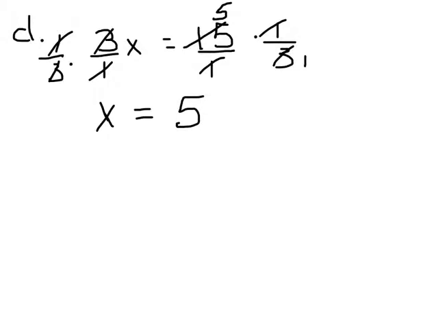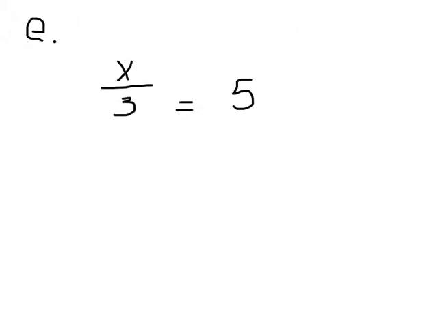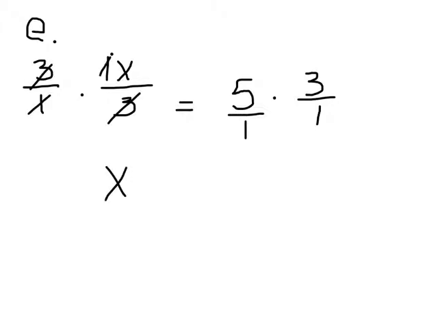On to E. And we have x over 3 equals 5. X over 3, I said we could also write as 1 over 3 x. So the reciprocal of that would be 3 over 1. So I'm going to multiply by 3 over 1 here. Make that a fraction. And all of this cancels out, leaving me x equals 5 times 3, which is 15.